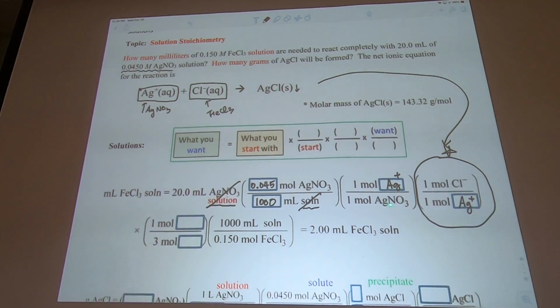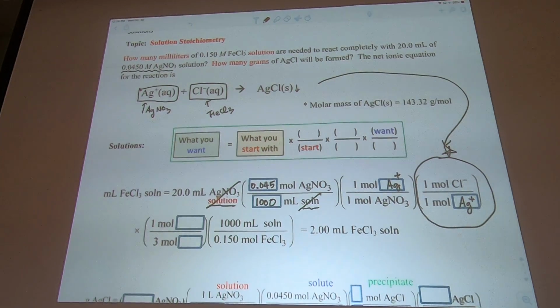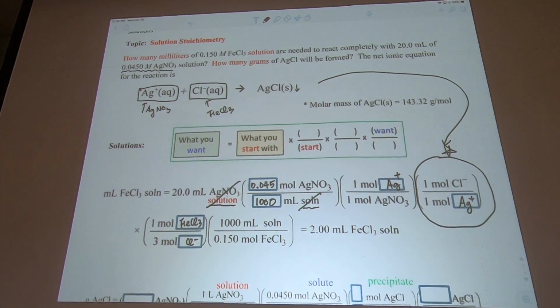So if you need to, you can just skip and write it this way. But this is essentially switching the compounds of interest to Cl minus, and now it is Cl minus. And then what I wanted is FeCl3, and the ratio between them is 3 to 1. So that's the one that you're going to write.